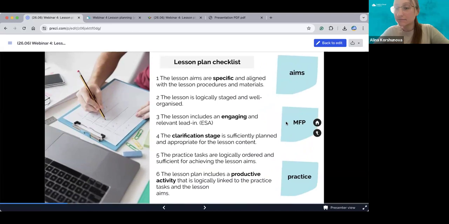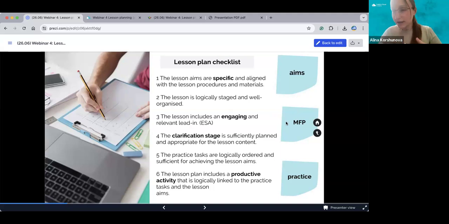Then when everything is done and you have the lesson plan, make sure that the lesson is logically staged. We've discussed this, and I will show you a picture again, but if you follow PPP, make sure that clarification goes before practice, and semi-controlled practice, the more difficult task, goes after some controlled tasks. So first you give them some easy tasks to check and train a little bit, and then you give them more difficult tasks when they will have to create their own sentences or talk about themselves. So make sure that it is a logical staging.